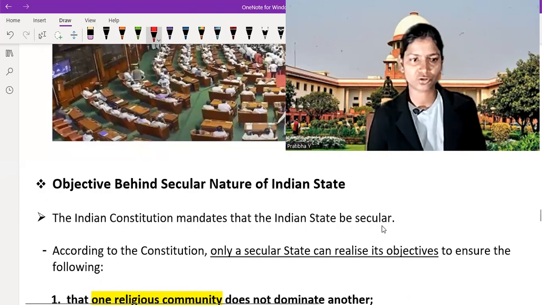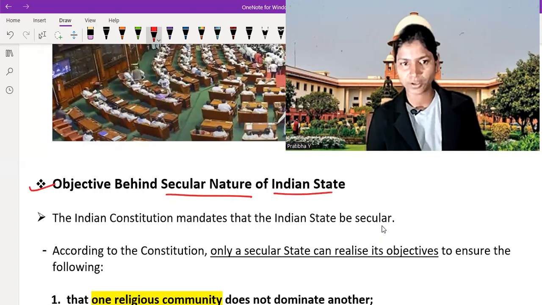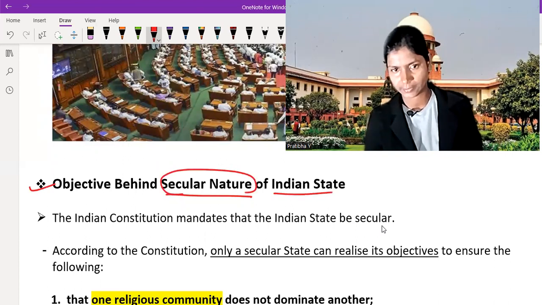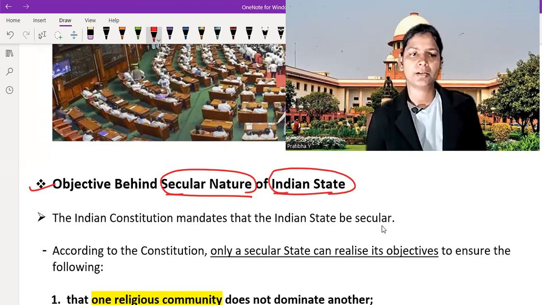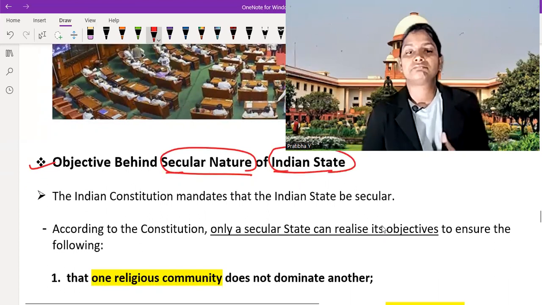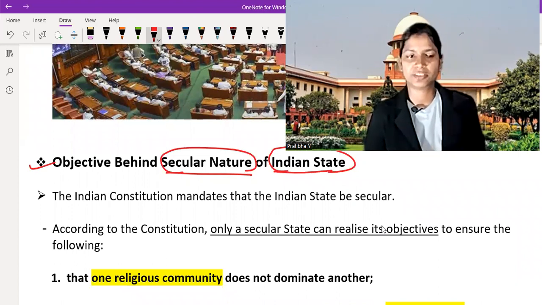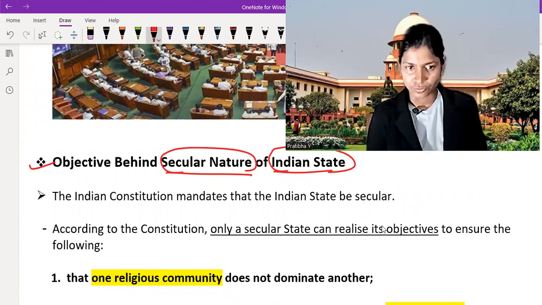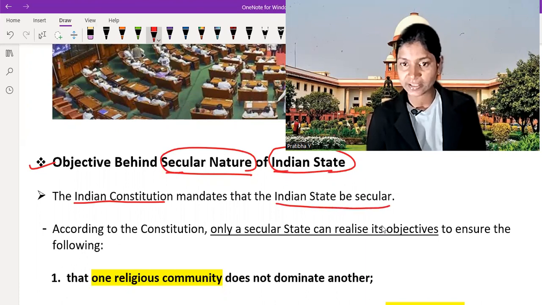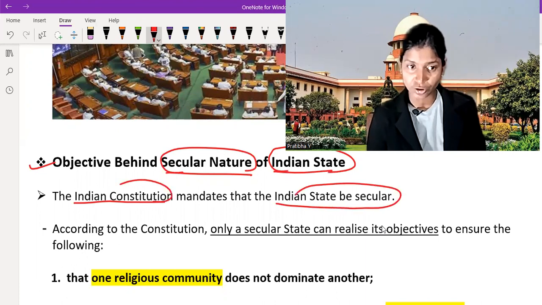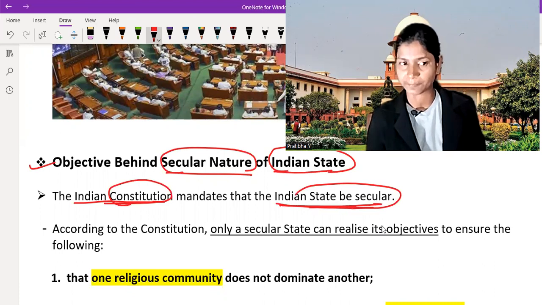Now let's move on to the next topic: objective behind the secular nature of the Indian state. What is the objective behind the secular nature of the Indian state? The Indian Constitution mandates that the Indian state be secular. So it is written in the Constitution.